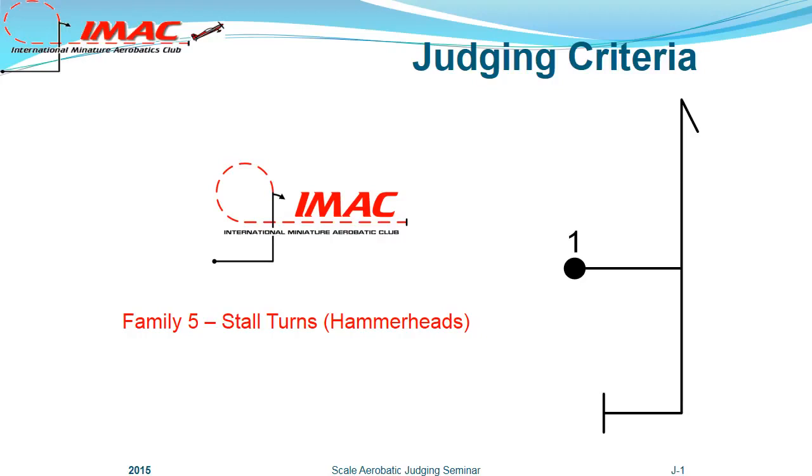At the bottom of that line, another partial loop returns the aircraft to horizontal flight. Other elements can be added to the interior lines, making Family 5 a rich source of figures for the aerobatic pilot. Let's examine Family 5.